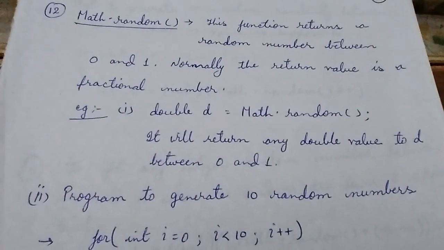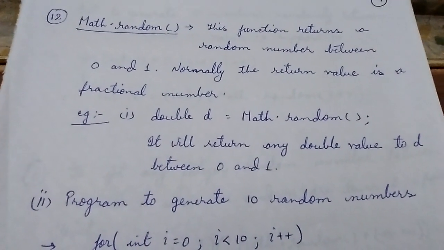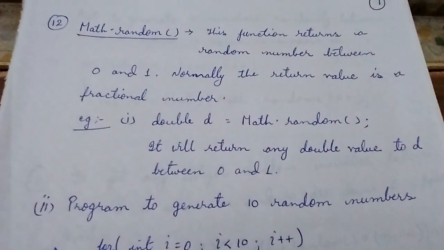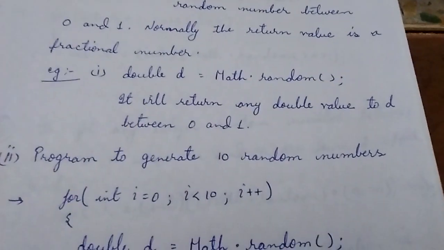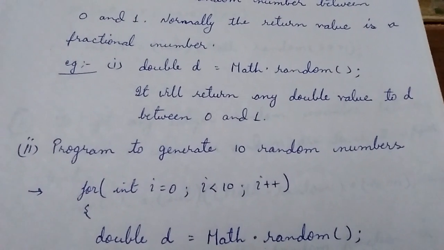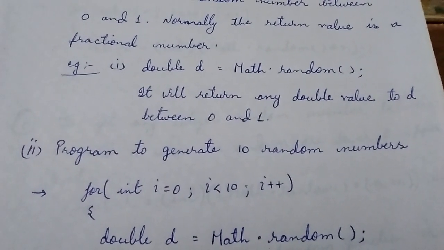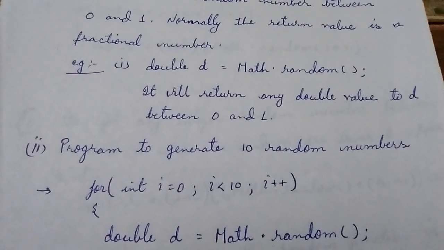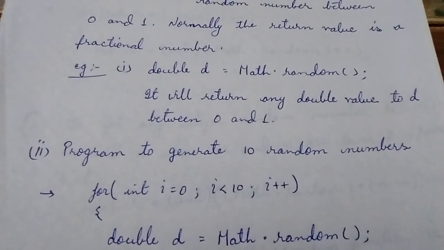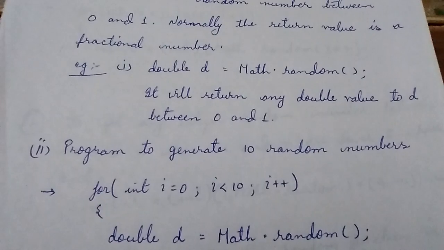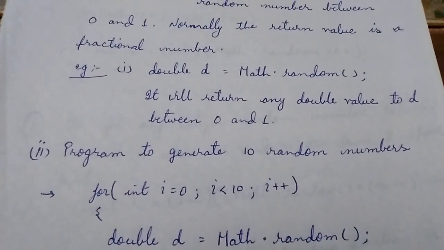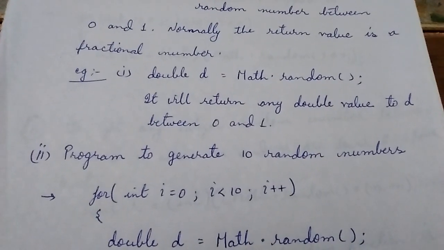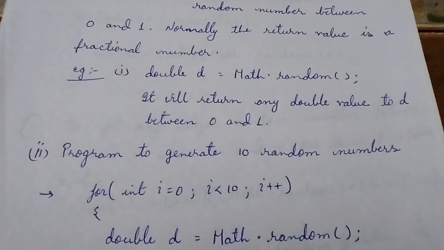So if we have to generate some numbers randomly, then we make use of the random function. Let us see the first example. double d = Math.random(). It will return any double value to d ranging from 0 to 1. So between 0 and 1, any random number will get generated.